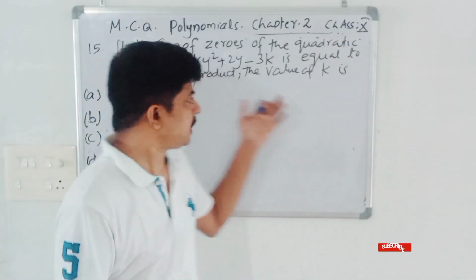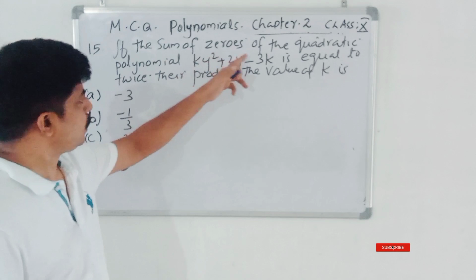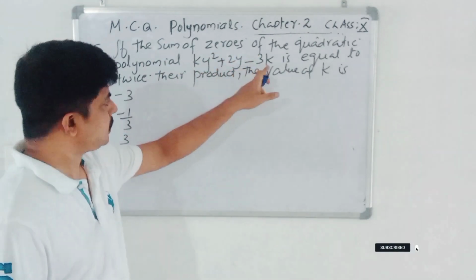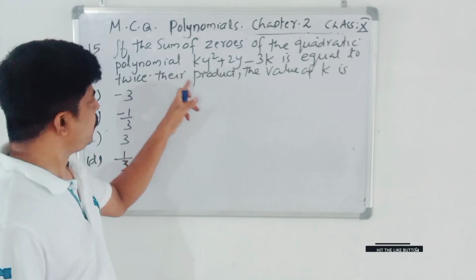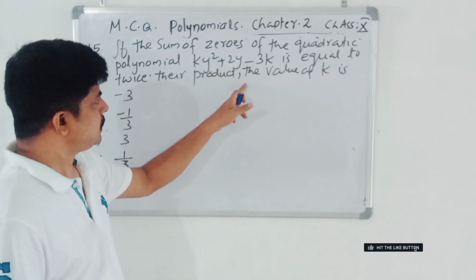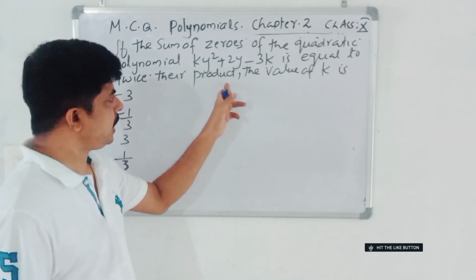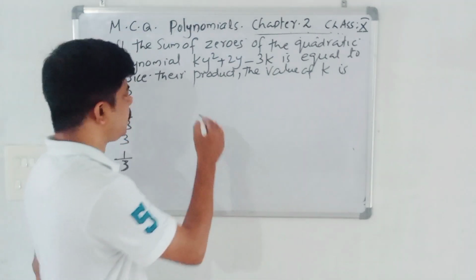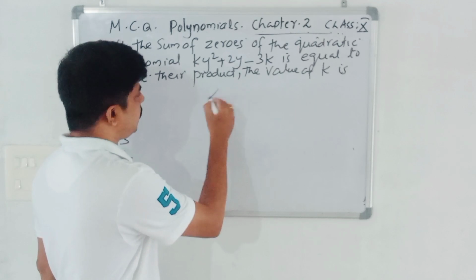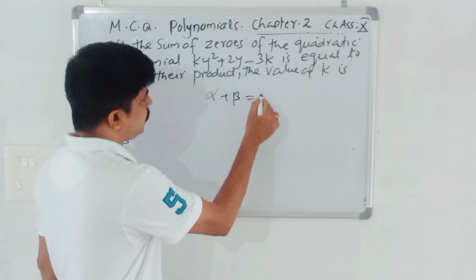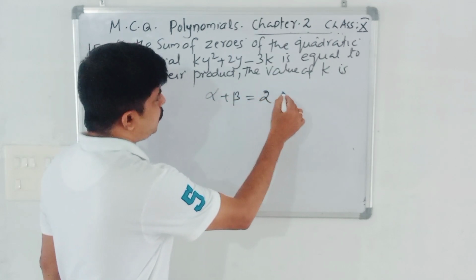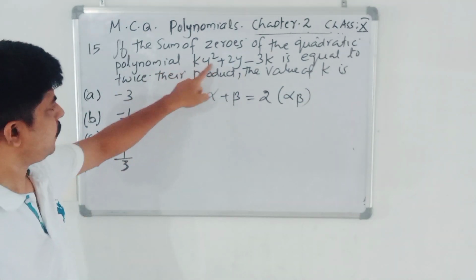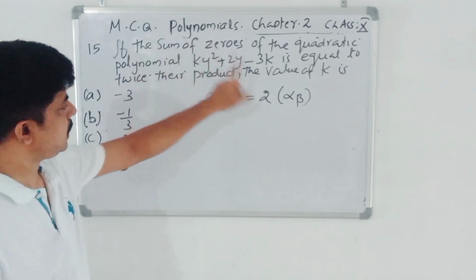Okay, we have our next question. The sum of zeros of the quadratic polynomial ky square plus 2y minus 3k is equal to twice their product. Then find the value of k. We know that the sum of the zeros is equal to 2 times the product of the zeros.